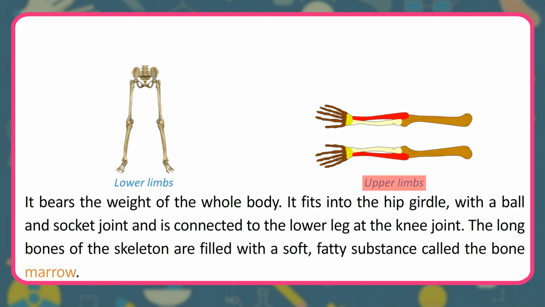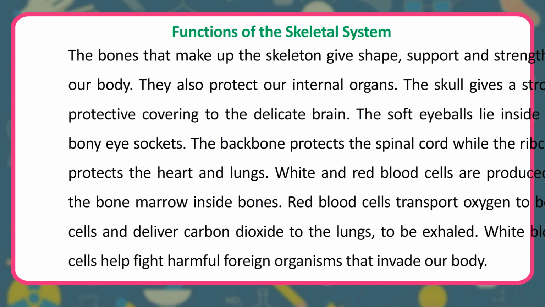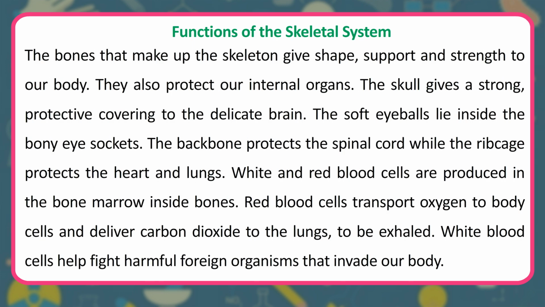Lower limbs. Upper limbs. Functions of the skeletal system. The bones that make up the skeleton give shape, support and strength to our body. They also protect our internal organs. The skull gives a strong, protective covering to the delicate brain. The soft eyeballs lie inside the bony eye sockets. The backbone protects the spinal cord while the rib cage protects the heart and lungs.